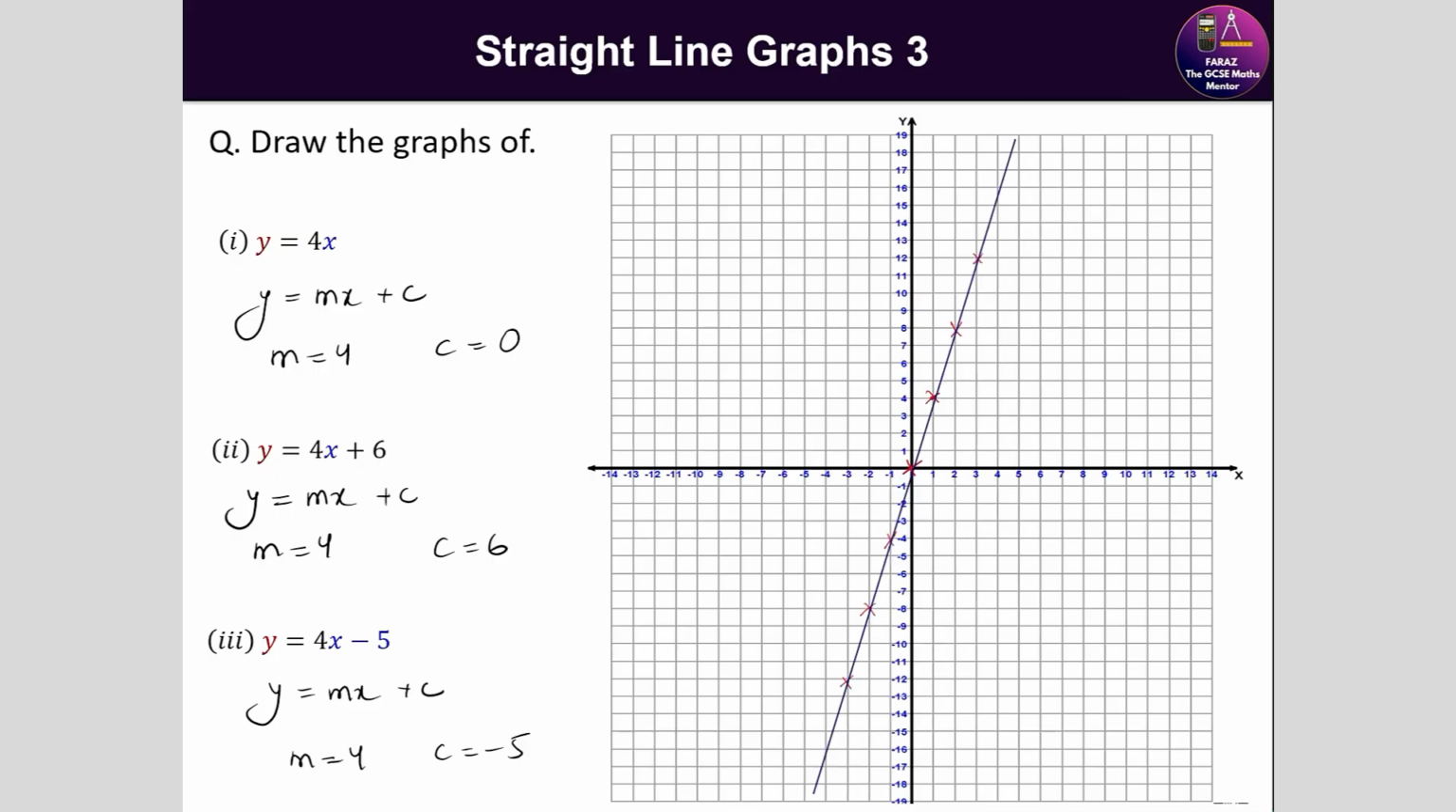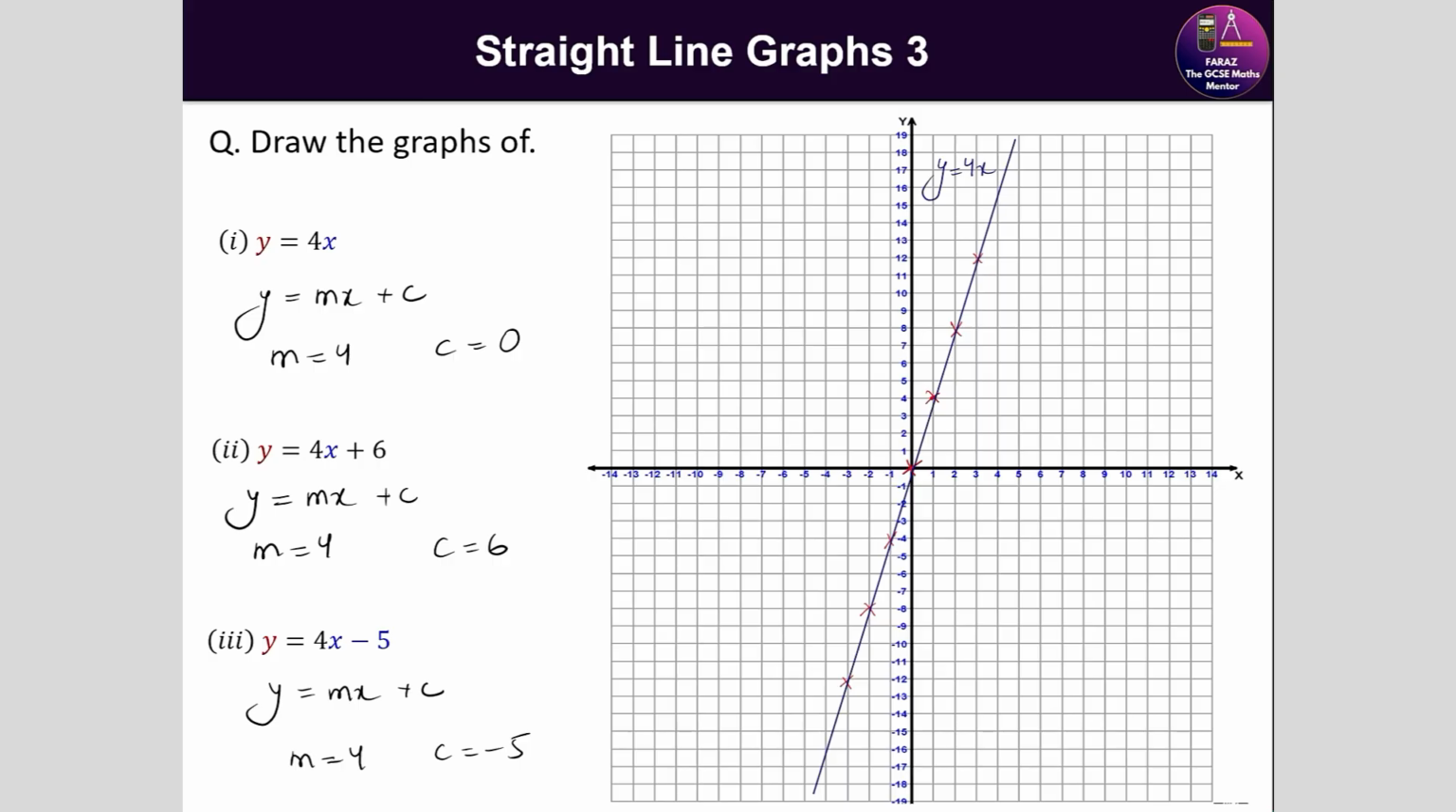So this one is y equals 4x. See, we are making the line without the help of a table of values. Alright, the next one, y equals 4x plus 6. Same steepness, still a gradient of 4, but now it starts at 0 comma 6.